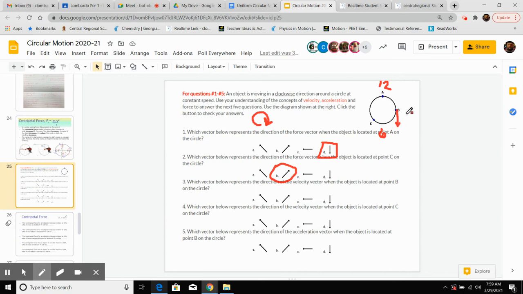The middle is acceleration and force. Velocity is tangent. So since it's going around clockwise, it's going to be like one of those, right? These are basically going to be your velocity vectors. It's going to be trying to move in a straight line. Now, if it was counterclockwise, it would be straight up. This guy would be to the left, and this guy would be downward at this angle.